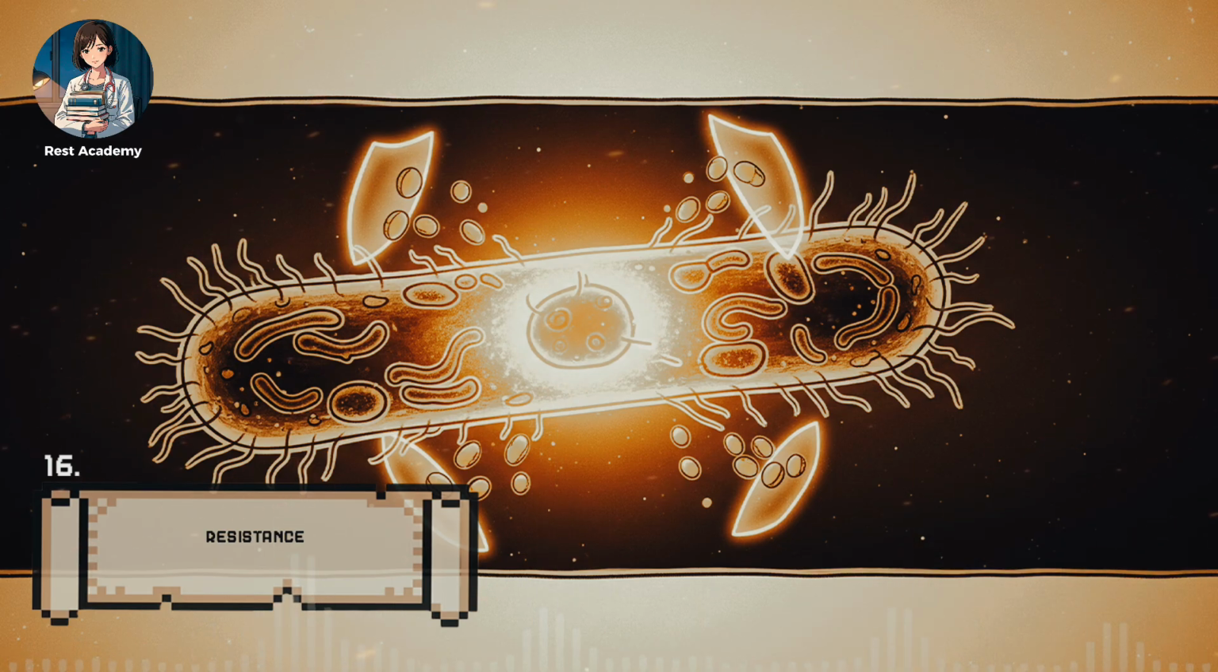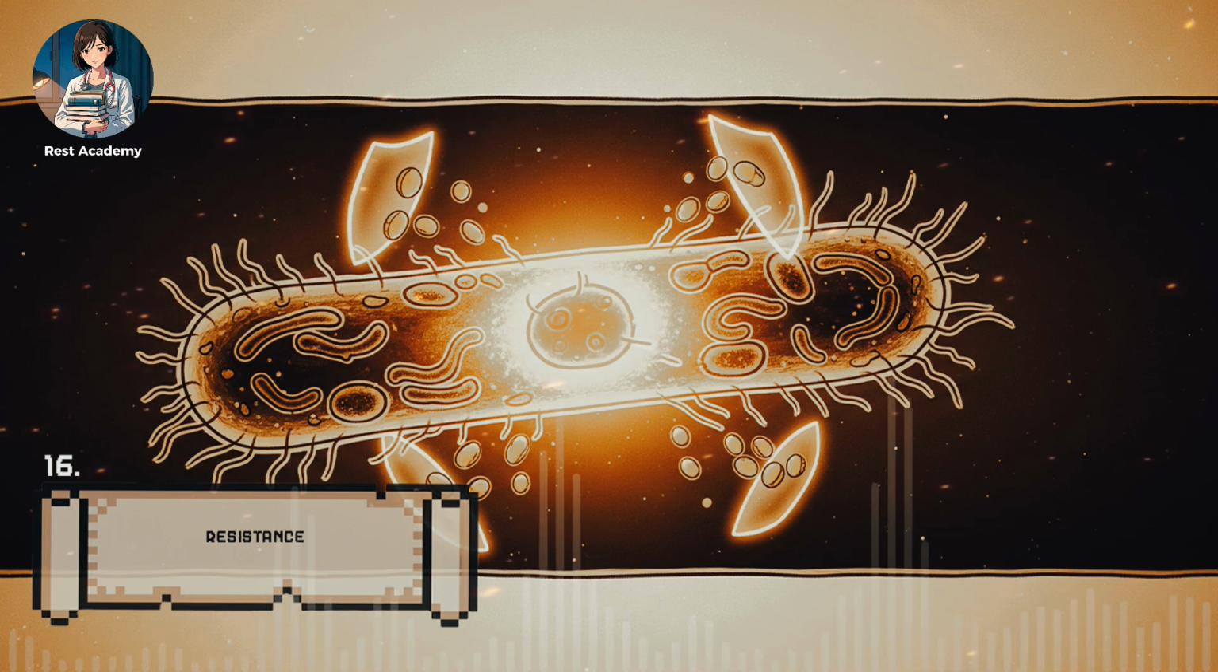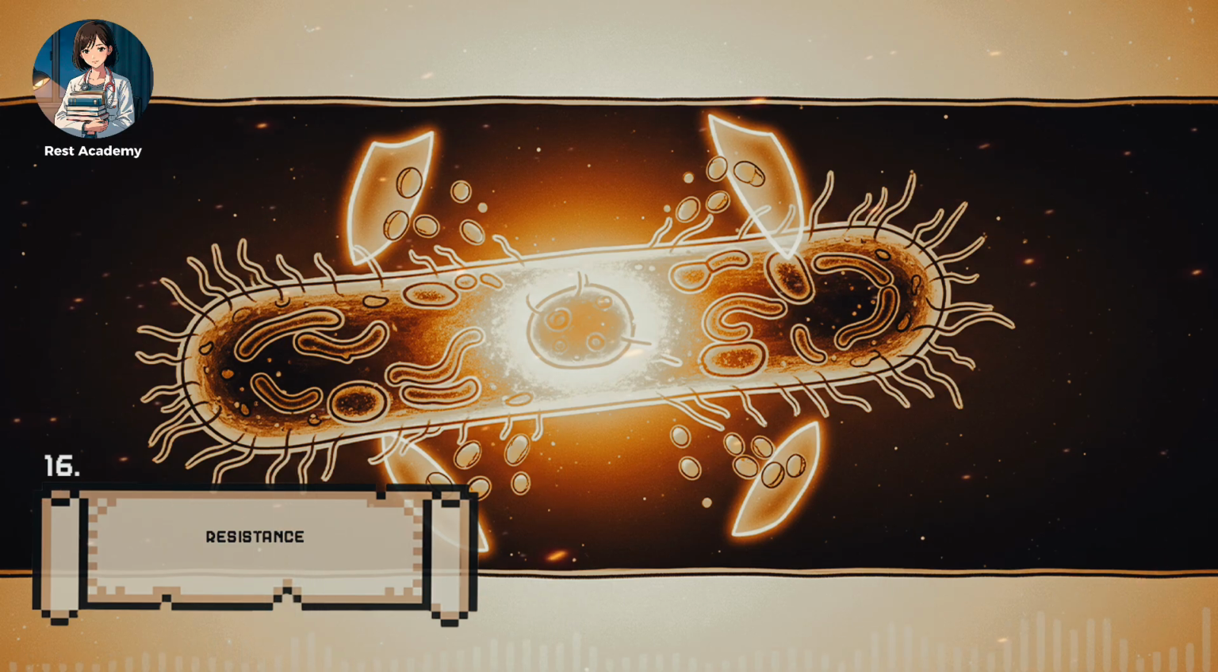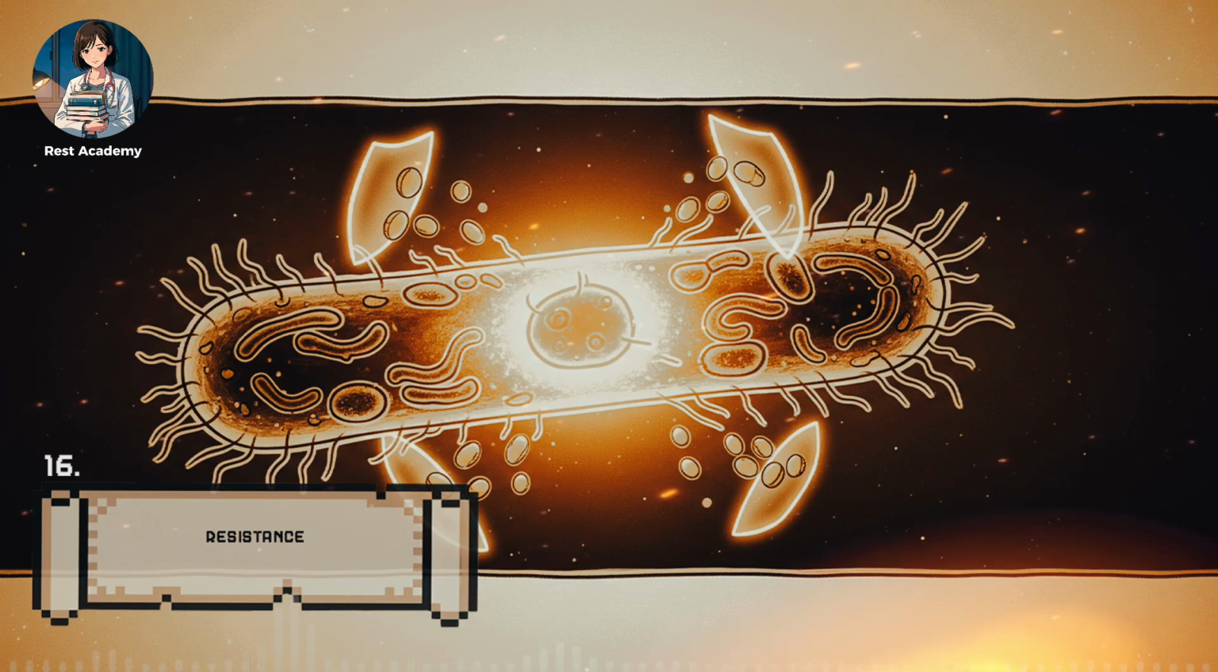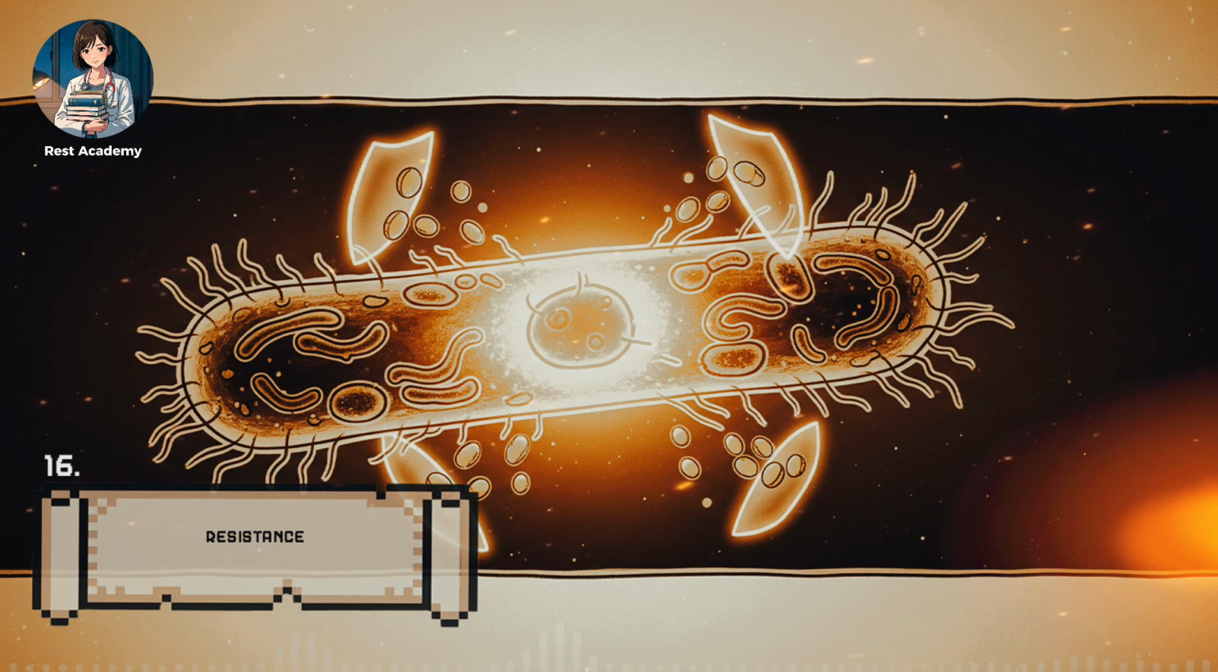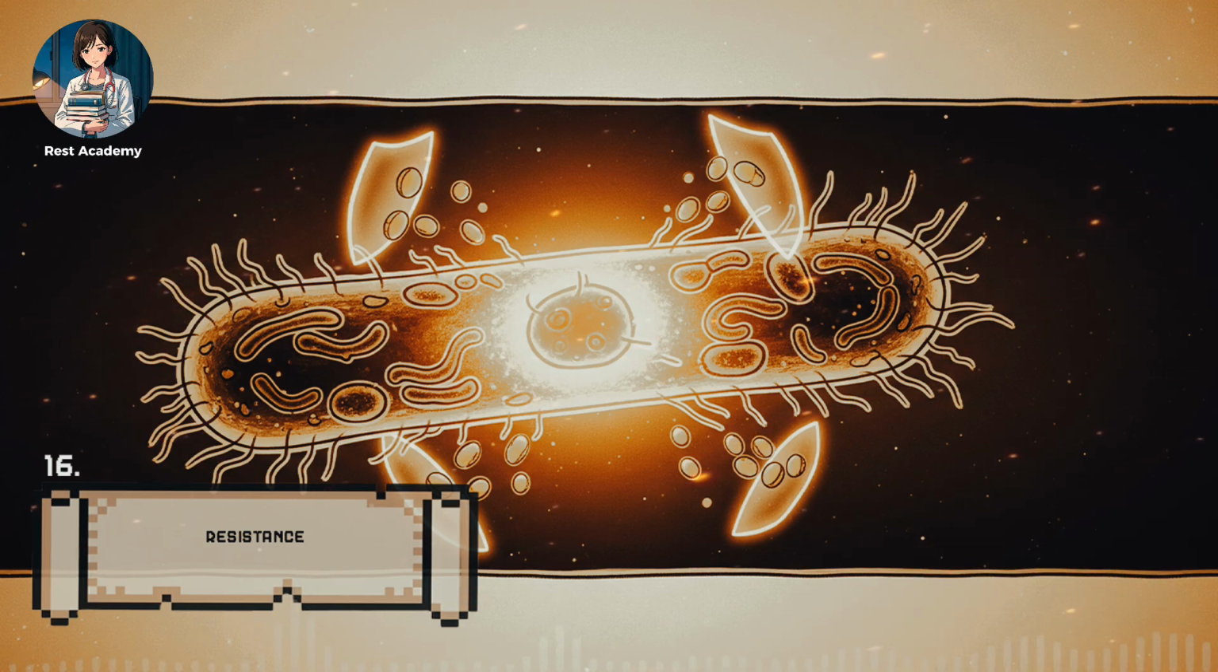Efflux pumps act as bouncers. These protein complexes span membranes and expel diverse compounds, lowering intracellular concentrations below effective levels. Some are narrow and specific, others are broad spectrum, expelling multiple classes of antimicrobials. Overexpression can convert intermediate susceptibility into clinical resistance. Multi-drug efflux systems in gram-negative rods contribute to broad resilience against structurally unrelated agents, complicating therapy.